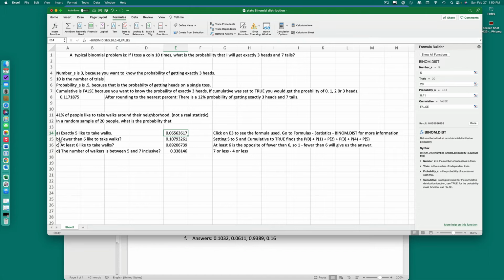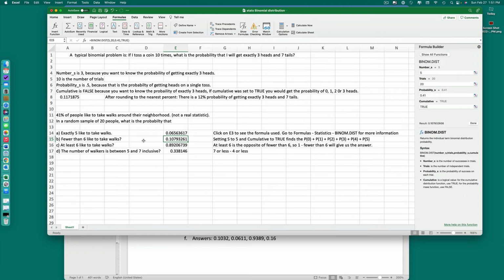Right? And next we're going to try fewer than 6 like to take walks. So for fewer than 6, we're going to set cumulative to true now, because that's going to change how this is calculated. When you set it to true, it calculates everything up to and including the number you put here. So in this case, it's finding the probability of 0 people liking to take walks, 1 person, 2 people, 3 people, 4 people, and 5 people, and it's adding all those together. That's what the cumulative does. When cumulative is false, it will just do the one number. When it's true, it will do everything leading up to that as well.